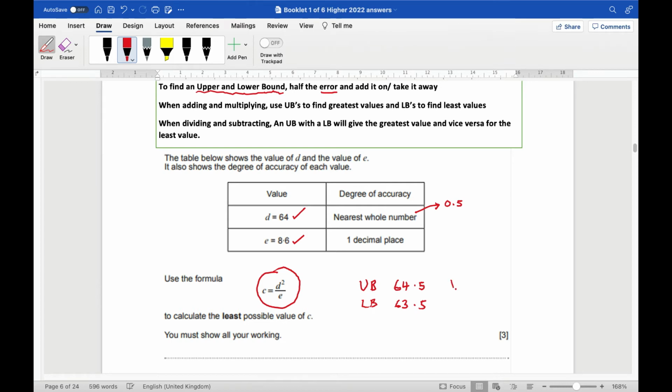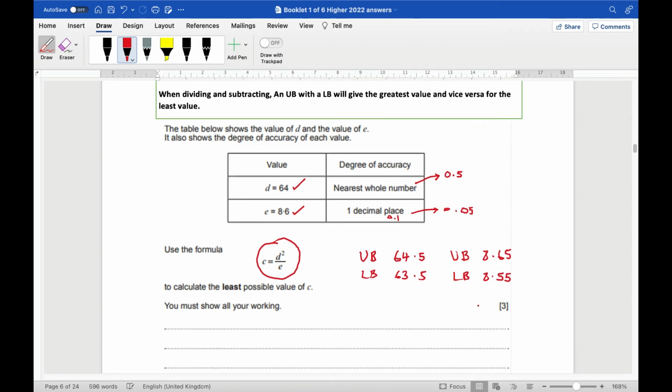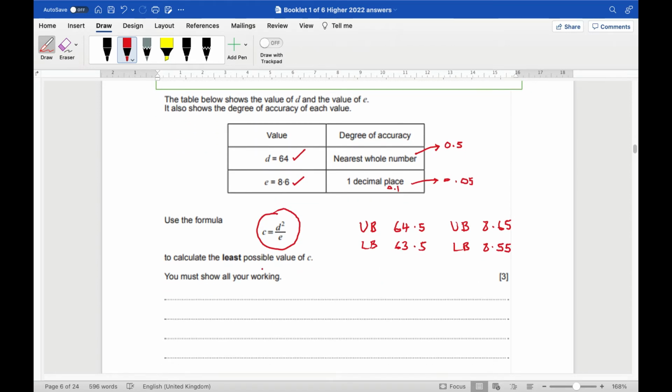So for the second number, to the nearest 1 decimal place, which is 0.1, half of that being 0.05, I get an upper bound of 8.65 and a lower bound of 8.55. Okay, scroll down a little bit. I want the least possible value of this division, so think about it. I need to square D.